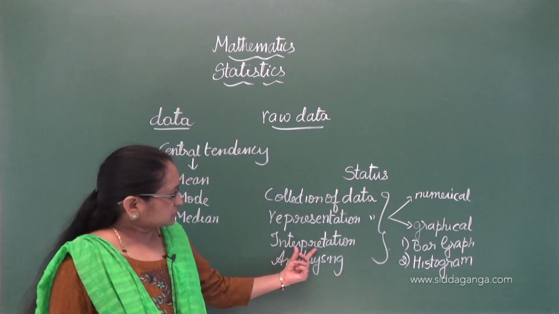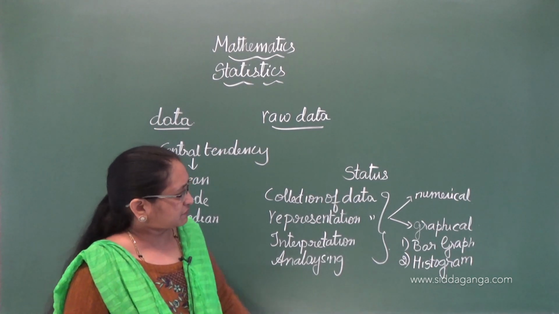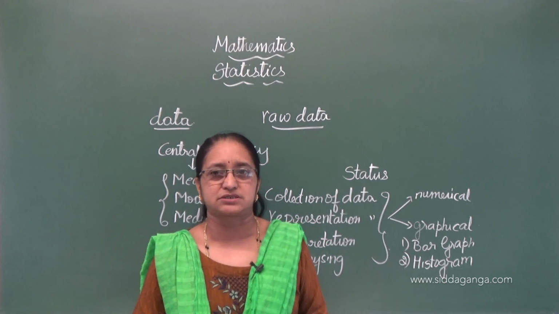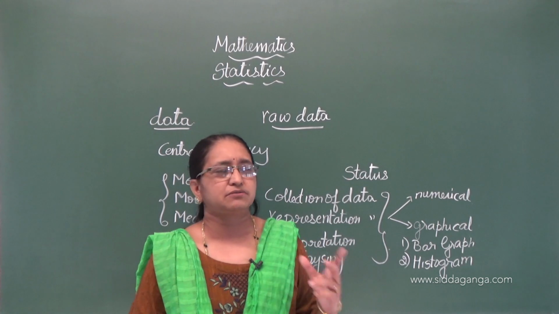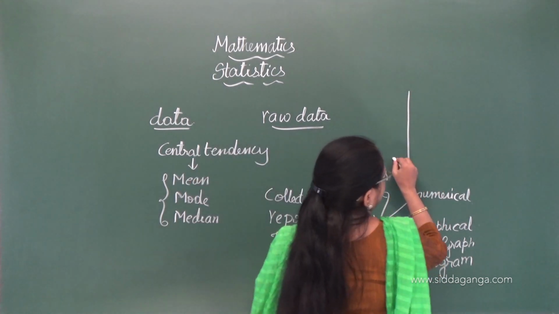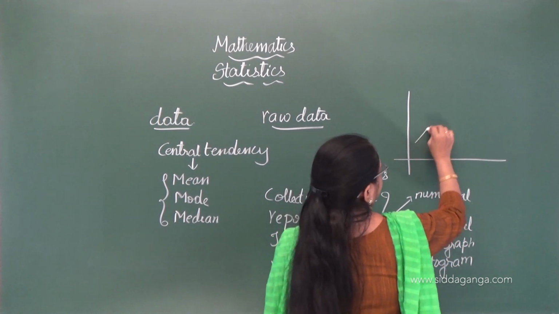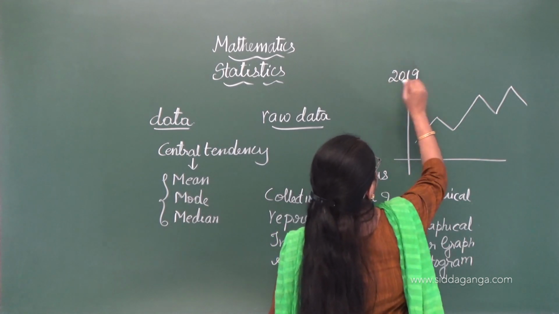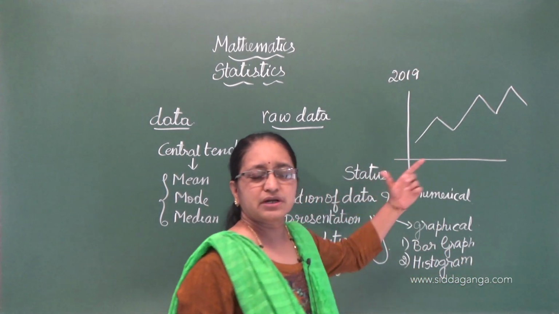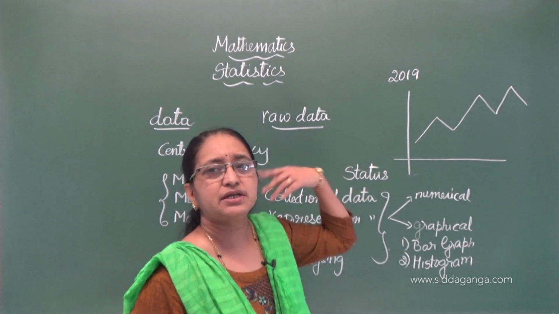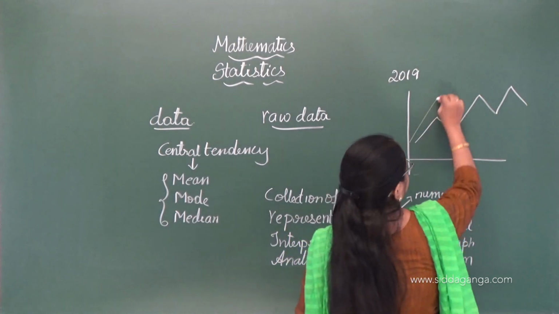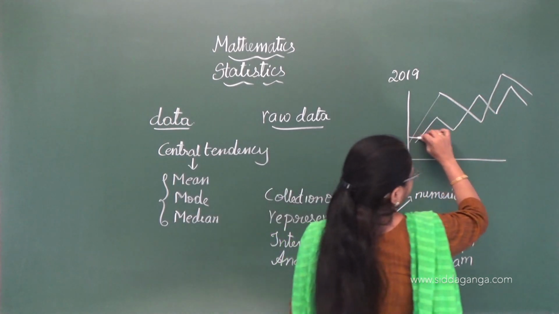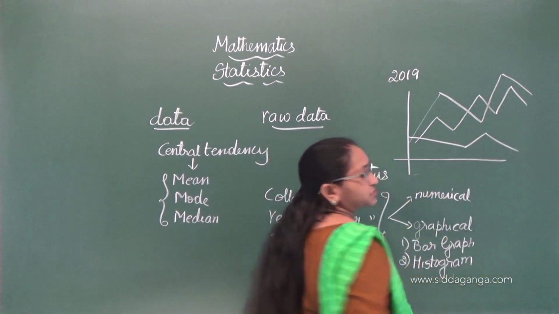Now coming to this interpretation and analyzing. When the graph is represented properly, we can interpret the results, or we can analyze. Analyze means what is the meaning. For example, the graph of rainfall in 2019 is represented like this. Again in 2020, the graph may vary. The rainfall can increase, or it can decrease also.